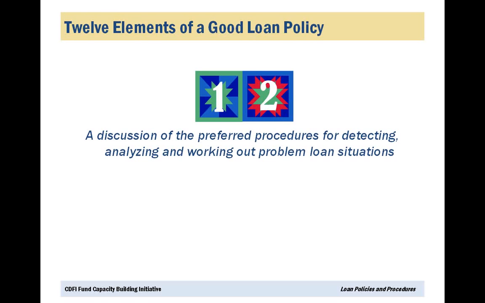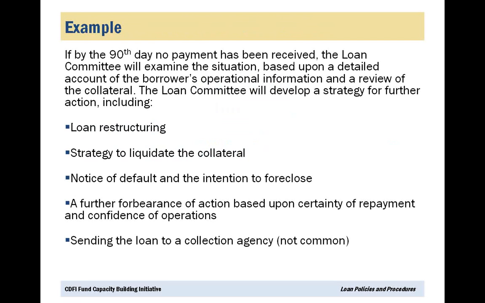Okay. And now the 12th element. The 12th element is a large element, and it's an element that I think probably all of us have become more familiar with over the last 24 months. And that is a discussion of the preferred procedures for detecting, analyzing, and working out your problem loan situations. So your loan policies do need to have a section where it talks about collections and also workouts.